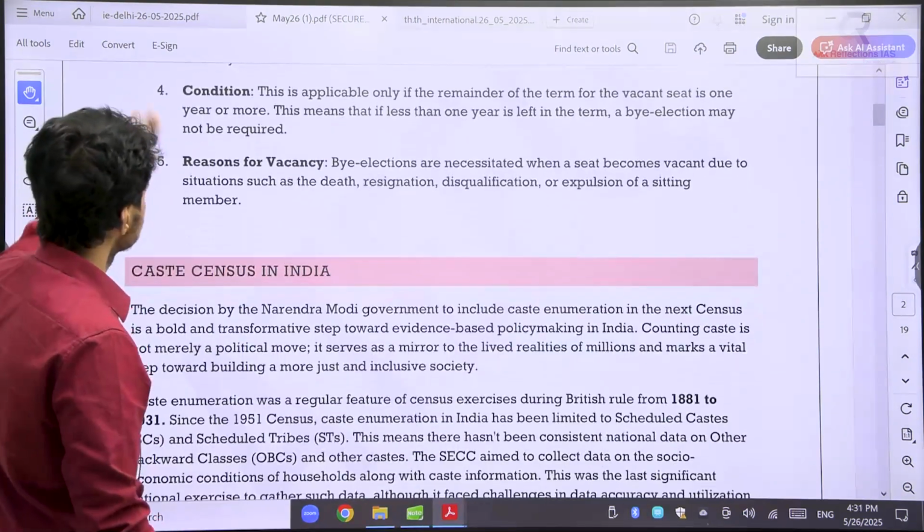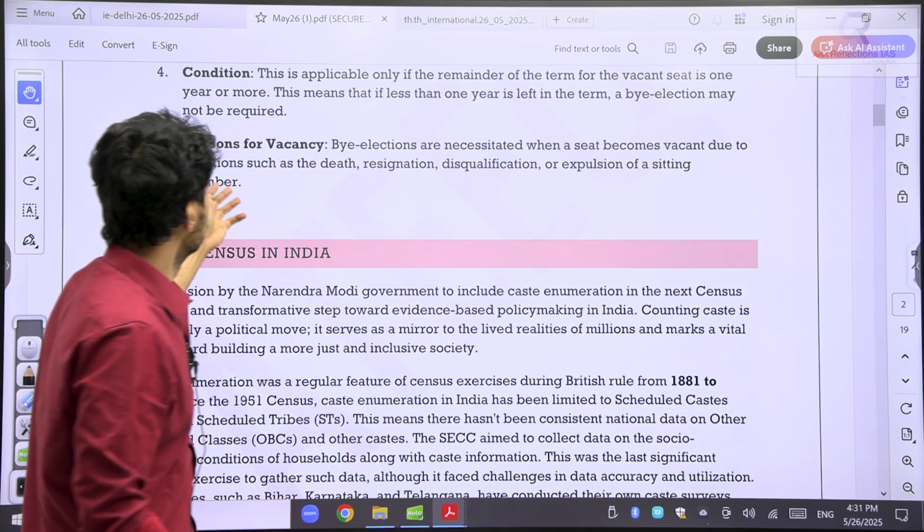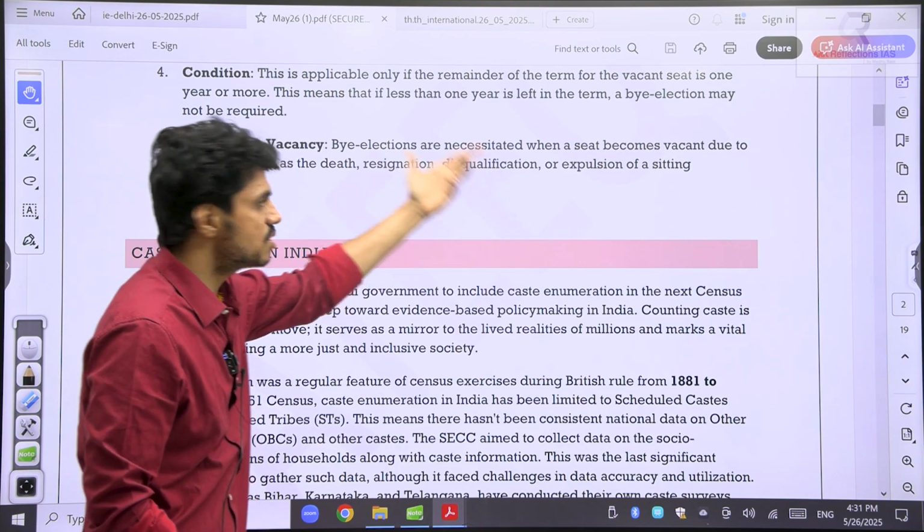Now you got the clarity on what a by-election is. By-elections are necessary when a seat becomes vacant due to situations such as death, resignation, disqualification or expulsion.